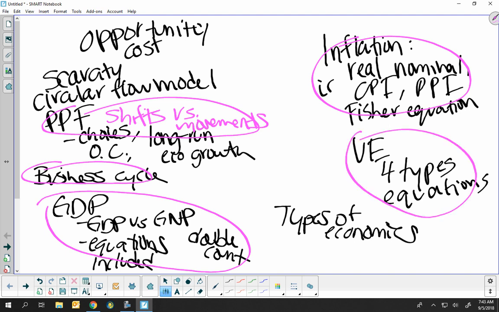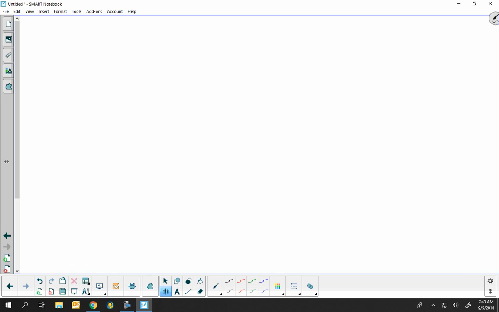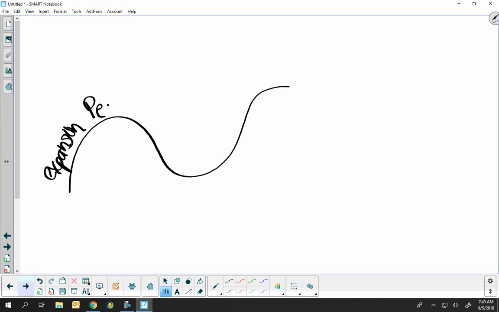So basically, let's do the easiest one first, the business cycle. That one is super easy. That is expansion, peak, recession, trough. What is that measuring? What is the thing that is going up and down? The economy. Don't say the economy. GDP.